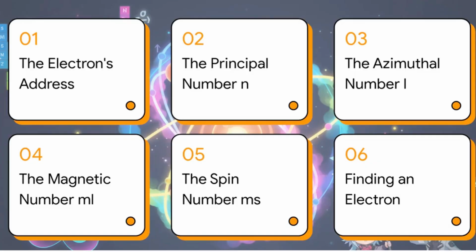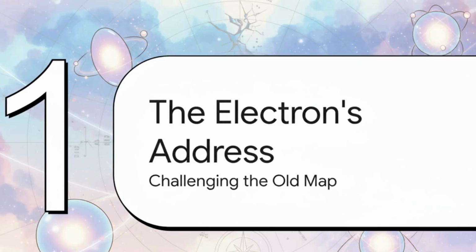So, here's our game plan. First, we're going to figure out why we even need this crazy new system to find electrons. Then, we'll break down each of the 4 quantum numbers one by one. And finally, we'll put it all together to find the unique address for any electron you can think of. All right, let's just dive right in.